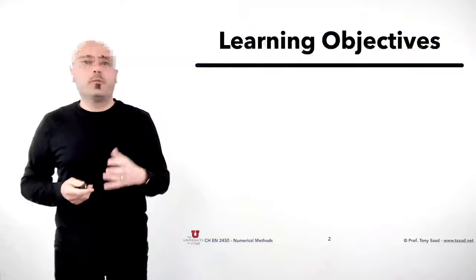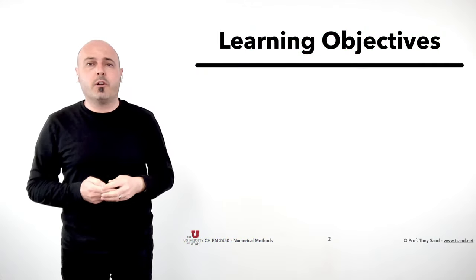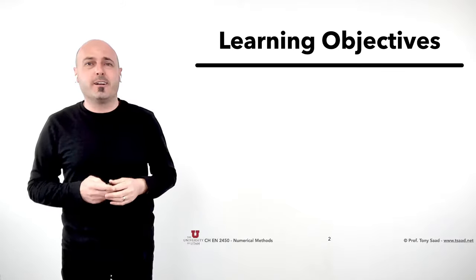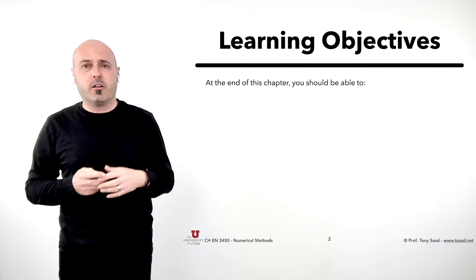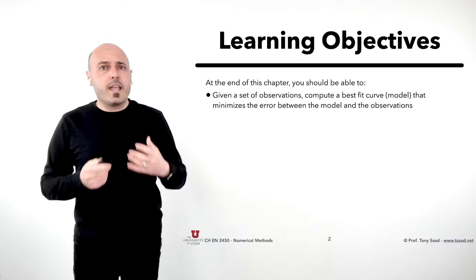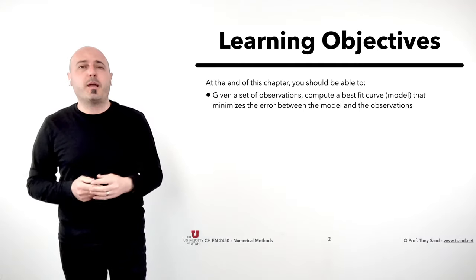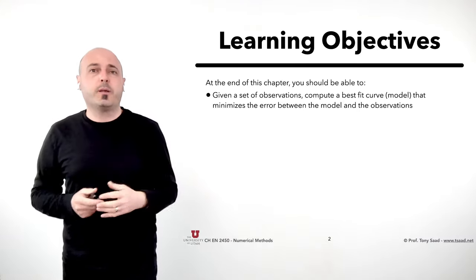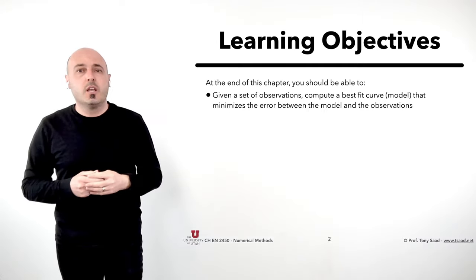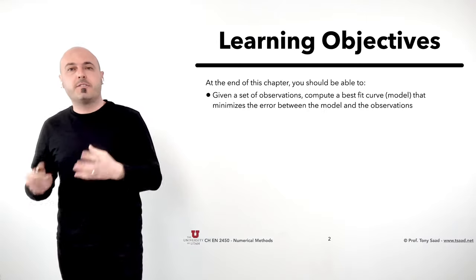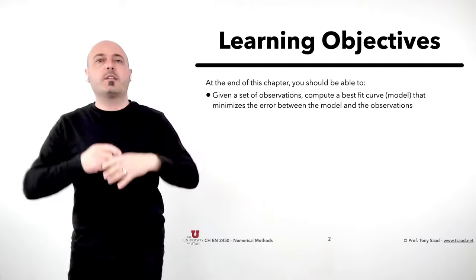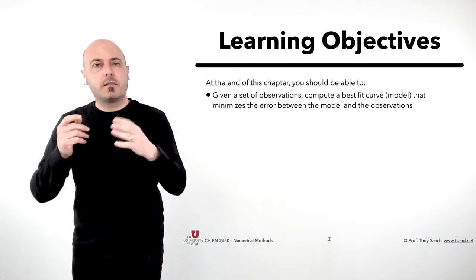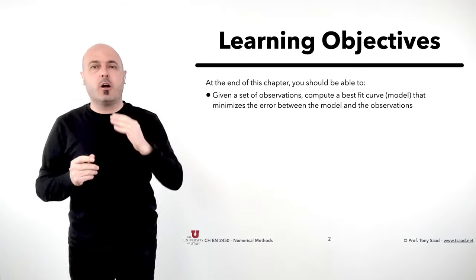Okay. The learning objectives for this chapter are numerous, but they're going to deliver a lot of value for you. So at the end, I expect you to know the following. Given a set of observations, you'll be able to compute a best-fit curve or a model that represents the data and minimizes the error between the model and the observations.